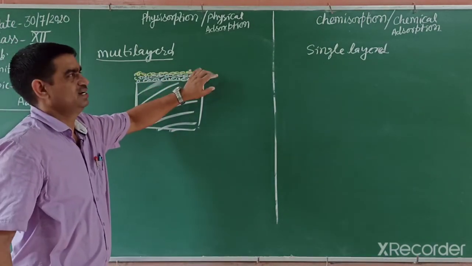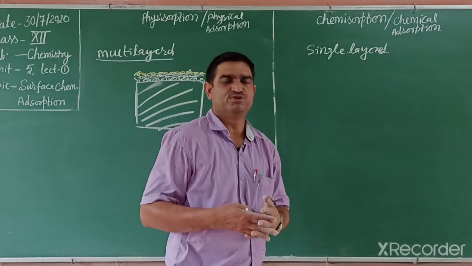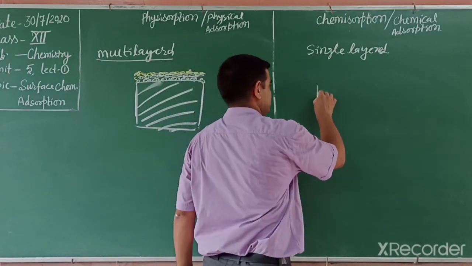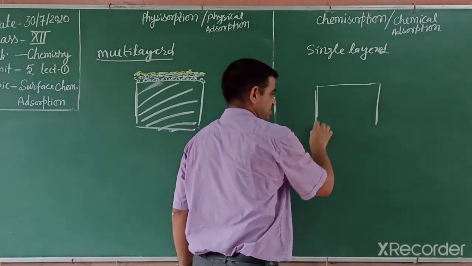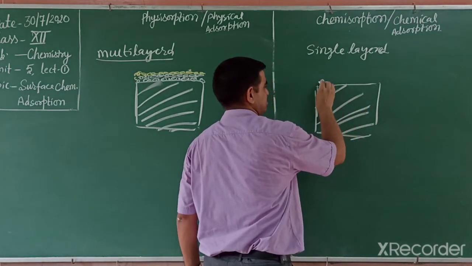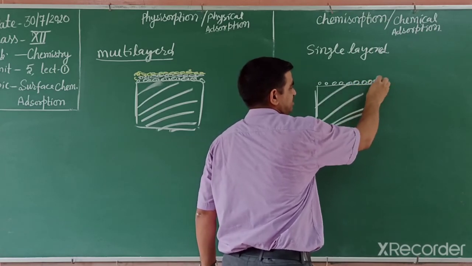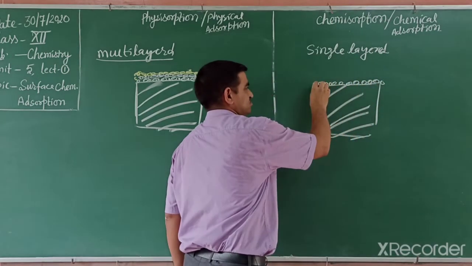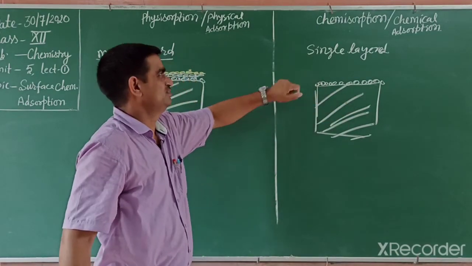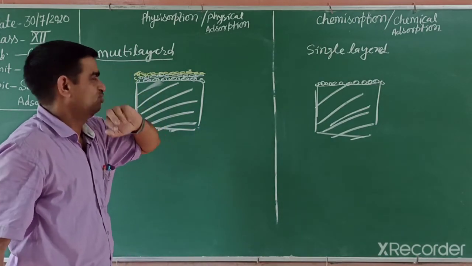Physisorption is multilayered. But in chemisorption, students, you know, chemical bonding is required. A chemical bond forms between the adsorbate and adsorbent. This is the adsorbent, and there are chemical bonds. So it is single layered, unilayered, monolayered, because of special bond formation. This is the main difference between physisorption and chemisorption.